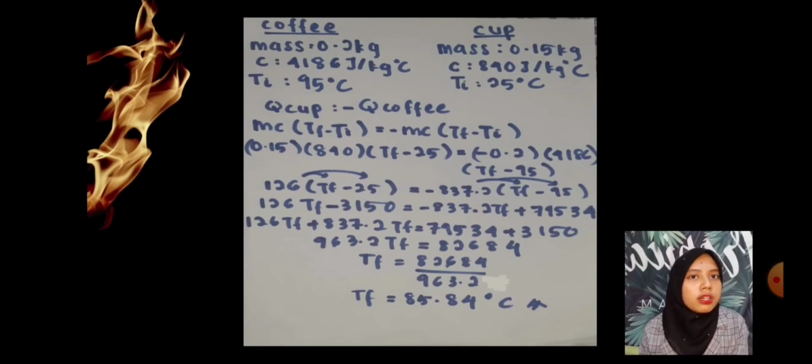As I mentioned earlier, we use the formula Q gain is equal to negative Q loss. In this equation, the heat gain is by the cup while the heat loss is by the coffee. So just insert the formula and substitute the values obtained from the question, and let the final temperature be the subject because we want to find the final temperature, and we will get the answer. Final temperature is equal to 85.84 degrees Celsius. So actually it is very easy if we truly understand the topic.